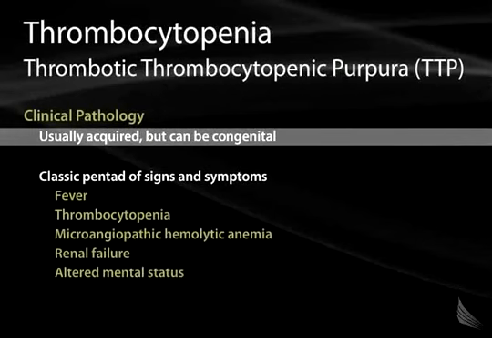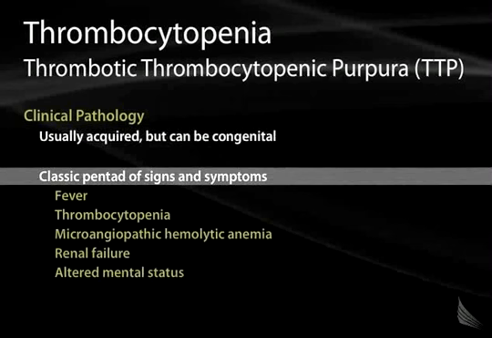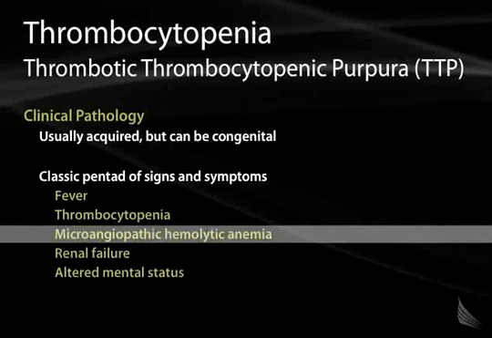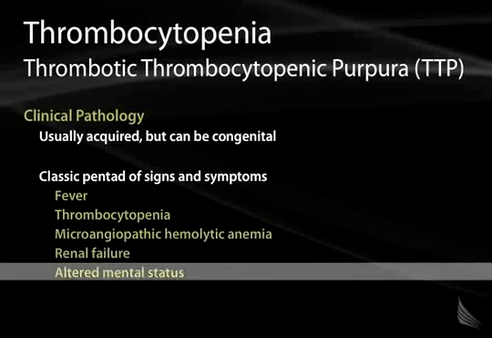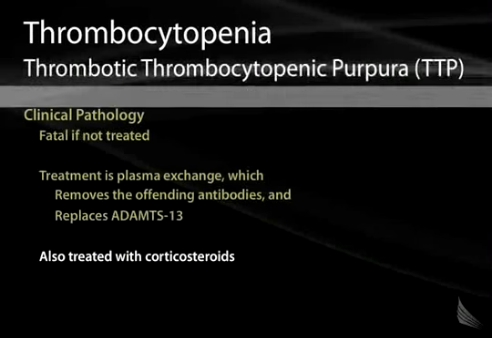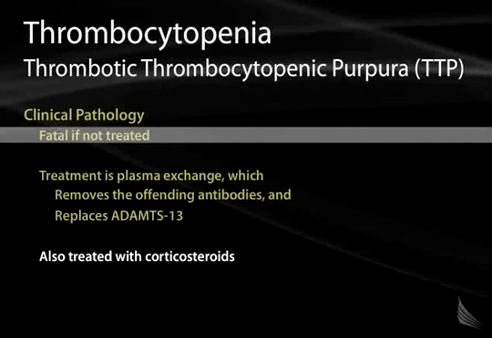TTP is usually acquired, but there are cases of congenital TTP. The classic pentad of symptoms in thrombotic thrombocytopenic purpura are fever, thrombocytopenic purpura, microangiopathic hemolytic anemia, and these can build up and lead into renal failure and altered mental status. TTP is nearly uniformly fatal if left untreated.